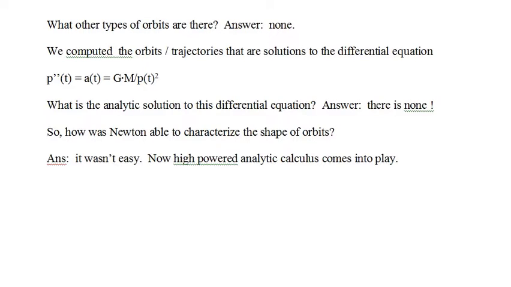So we have seen circular and elliptical orbits and parabolic, hyperbolic trajectories. What other types of orbits are there? Answer, none. We computed orbits and trajectories that are approximations to solutions to the differential equation p double prime equals g times m divided by p squared.